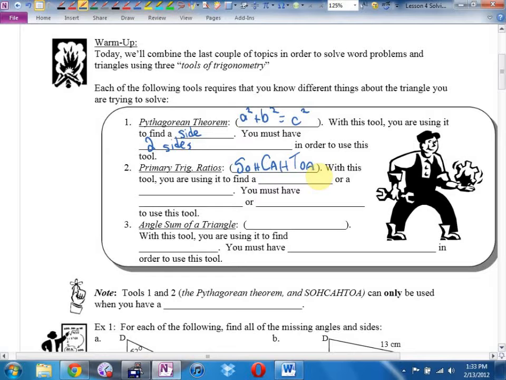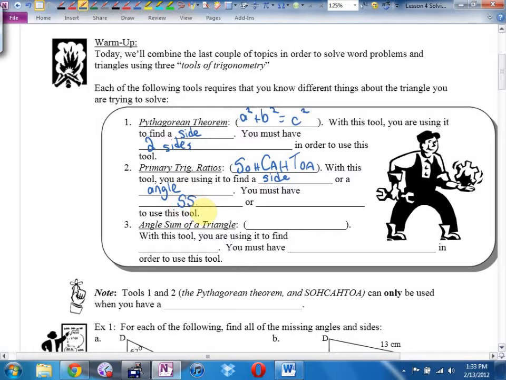With this tool, you're using it to find a side or an angle. And you must have, Adrian, I'm going to use some abbreviations from the geometry unit. You must have two sides. Can I write that as SS?